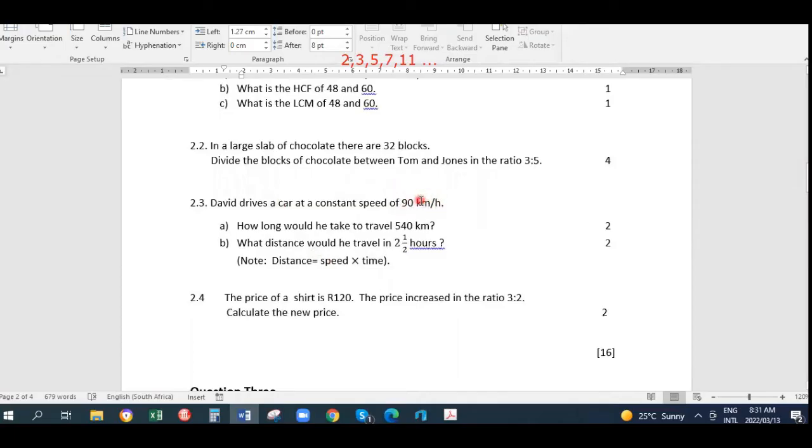We're comparing kilometers to hours. They're two different quantities. This was the same quantity, it was chocolates. This is two different types, kilometers and hours. So working with DST or DSTV, you know your distance is speed times time. But you have to read the question and see whether you are working out the distance, the speed, or the time.